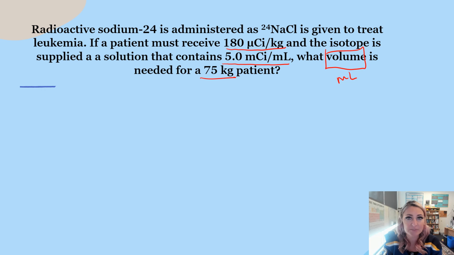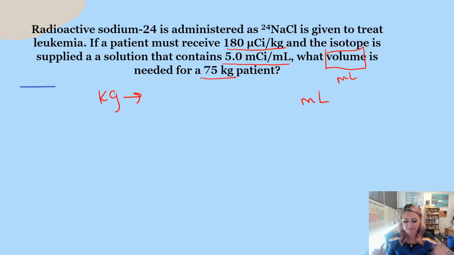Okay, this one's a little bit tough. I definitely want to draw my unit map. That's going to keep me organized. So I think the easiest place to start here is thinking about our patient that's 75 kilograms, because some of these dosages are per kilogram, and that way we're not starting with a unit that has something both in the numerator and the denominator. So if we start with kilograms, we know we want to get to milliliters eventually.